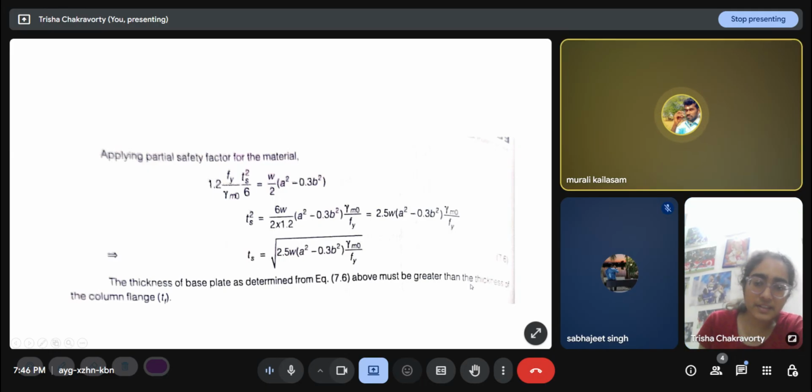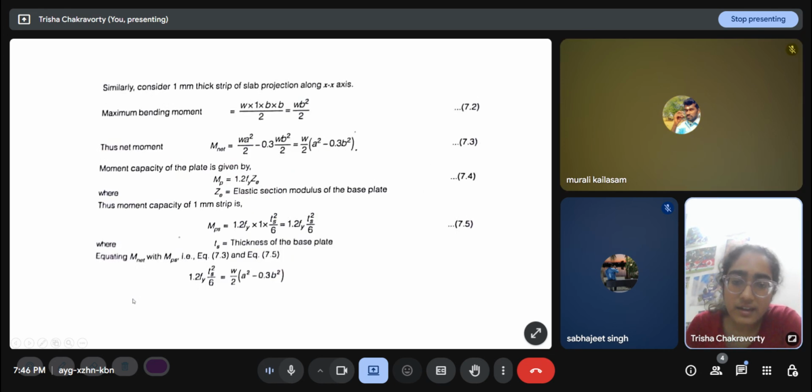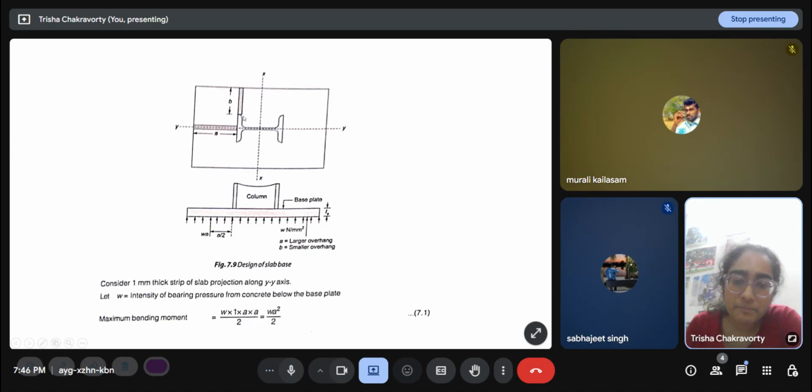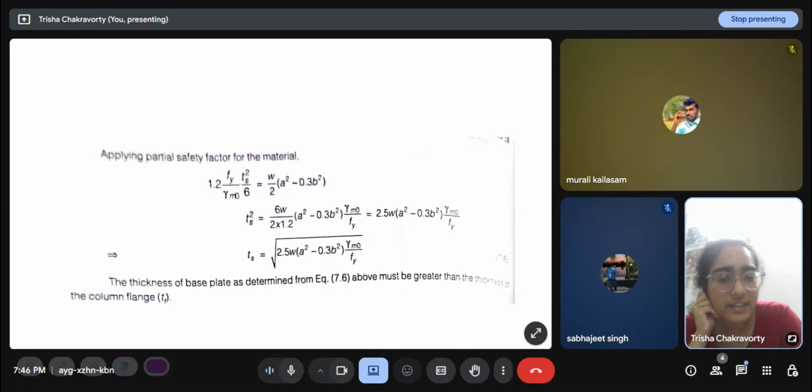And it must be greater than the column flange thickness. So why is that? This is the column flange thickness. This will be some other criteria. So suppose the column flange thickness is 12 mm, and I am getting minimum as 11 from this. Then I will provide 12. So whichever is the larger of the two, I am going to provide that minimum.